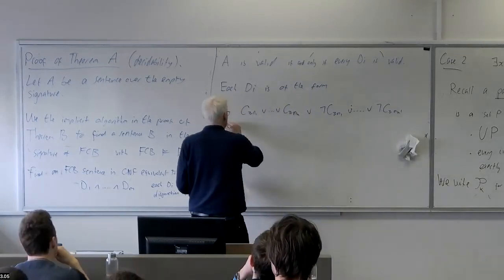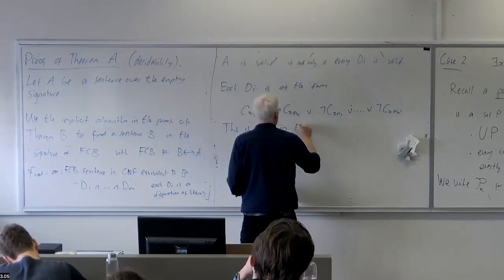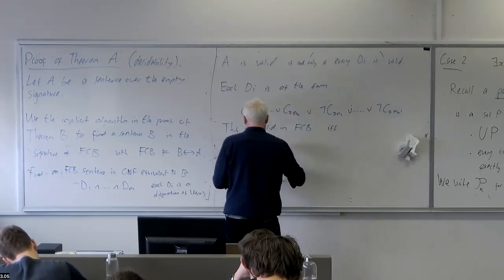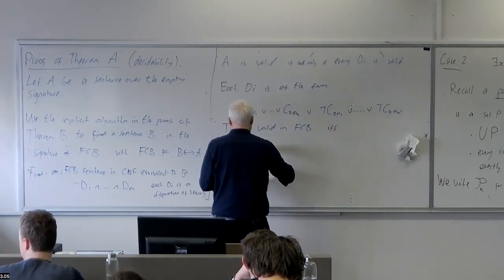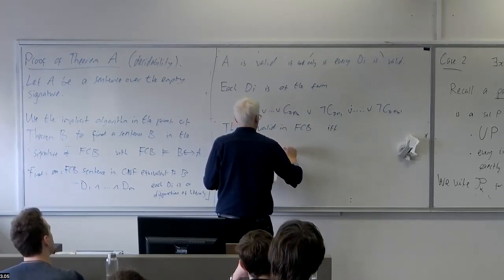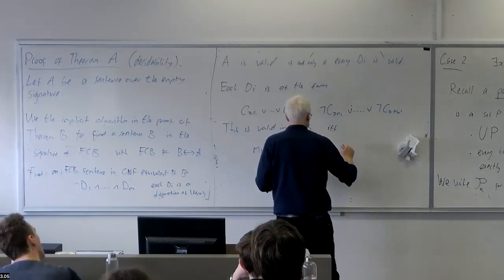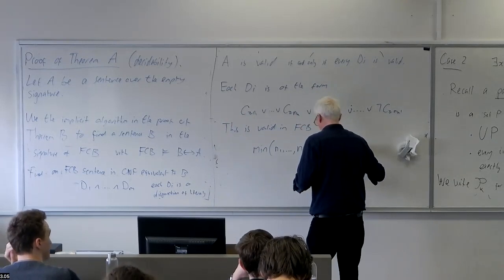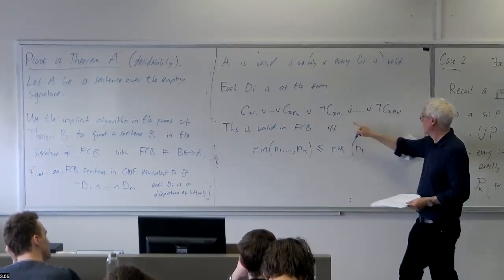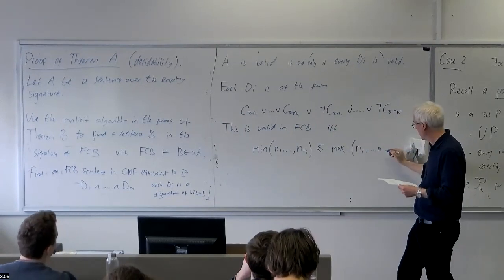So this is valid in FCB if and only if, you can think about it in your own time, the minimum of the N1 through to Nk is less than or equal to the maximum of the M's of these bounds, the M1 through to Mk prime.